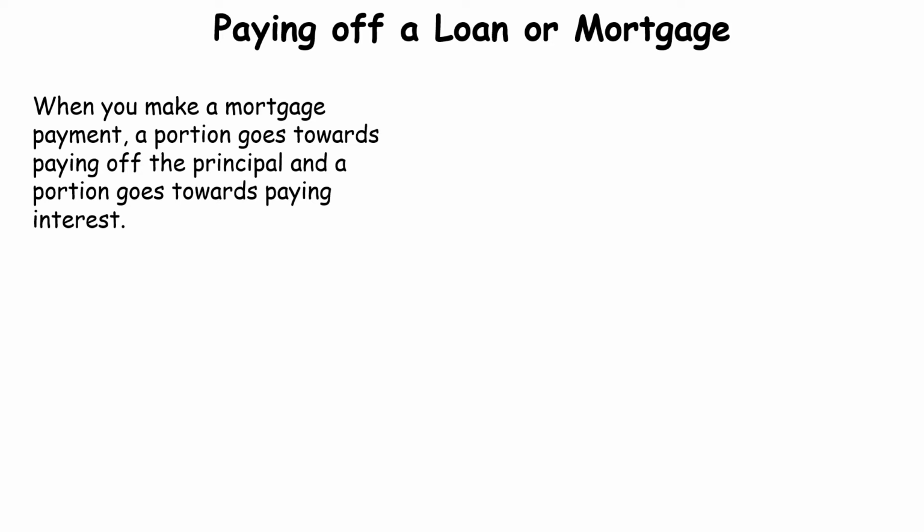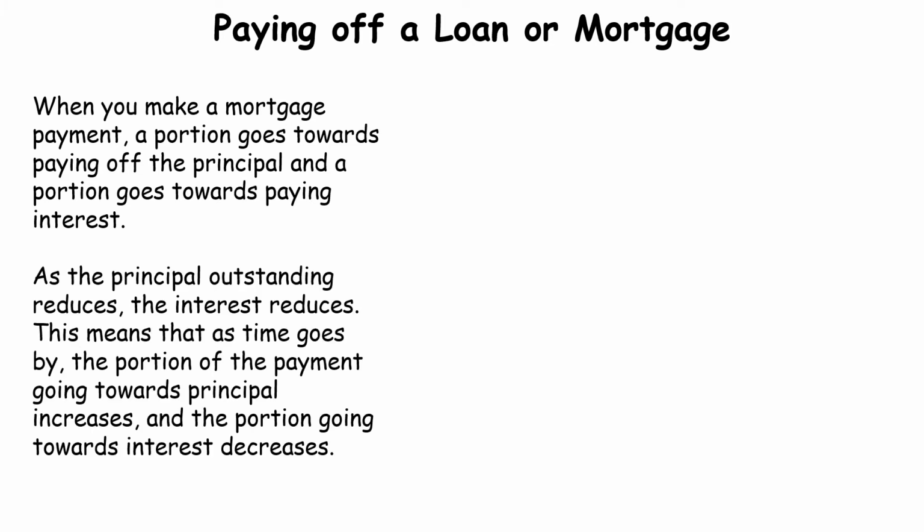So often you hear people talking about they've paid back years and years of a mortgage, and they still owe nearly as much as they did to begin with because they've literally been paying so much interest. So when you make a payment, a portion goes towards paying off the principal and a portion goes towards paying off the interest. And it is the interest that takes priority. Remember that. As the principal outstanding reduces, as you owe less, then the interest will be less because the interest is charged on what's outstanding.